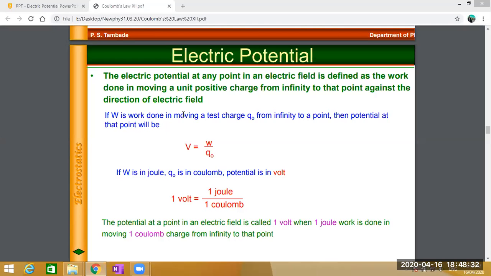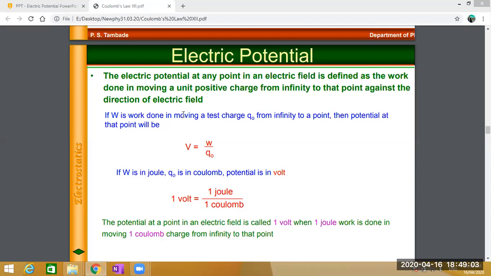we define that amount of work done in moving unit positive charge from infinity to a certain point in the given field of the source charge. So here Q charge is brought from infinity to a point and the amount of work done is W. Therefore, work done per unit charge is equal to W upon Q. And this work done per unit charge is called potential, and potential is denoted by V.